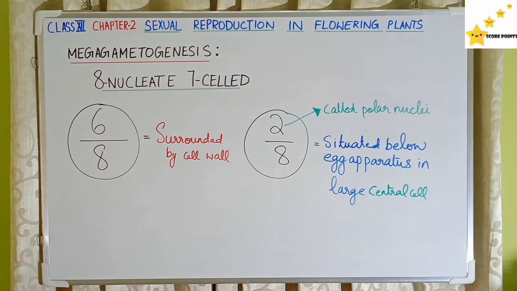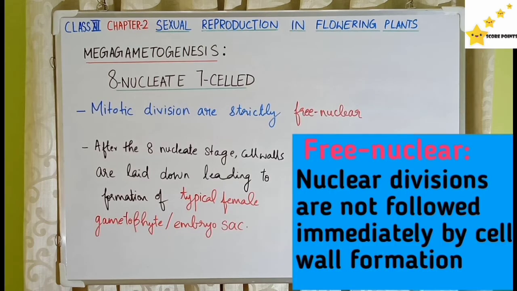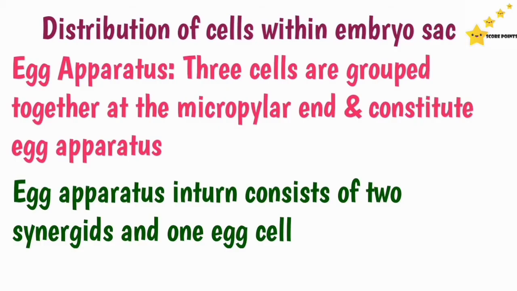We know that there are eight nuclei in total. Six of them are surrounded by a cell wall. Two of them, which are called the polar nuclei, are situated below the egg apparatus in a large central cell. Mitotic divisions are strictly free nuclear. After the eight-nucleate stage, cell walls are laid down, leading to the formation of a typical gametophyte, which is the female gametophyte or embryo sac. Distribution of cells within the embryo sac.